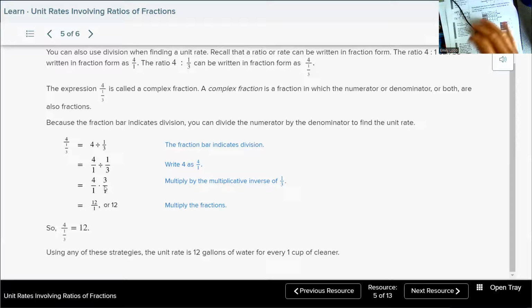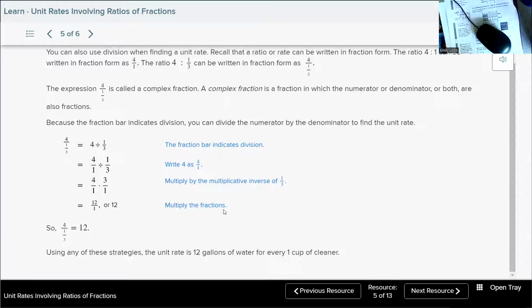Now we have to multiply the fractions. So we always multiply the top straight across. What's 4 times 3? 12. And 1 times 1 is 1. Anything divided by 1 is itself. So 12/1 is 12. So in other words, 4 divided by 1/3 is equal to 12.